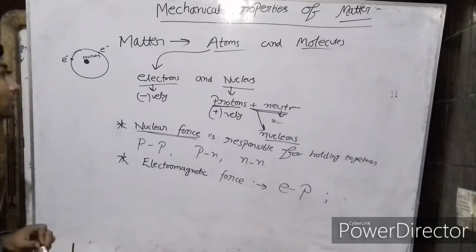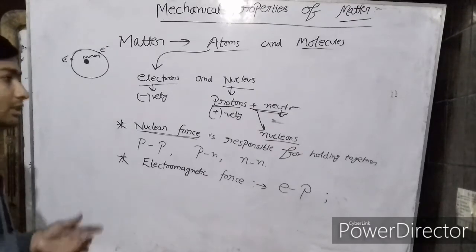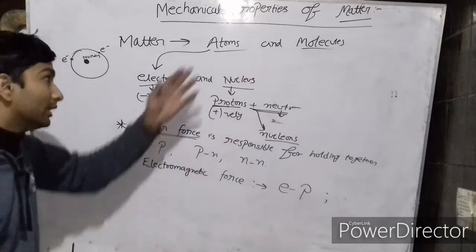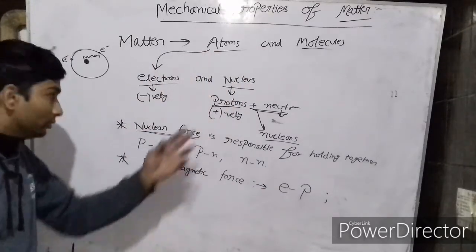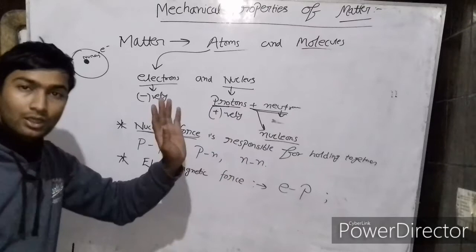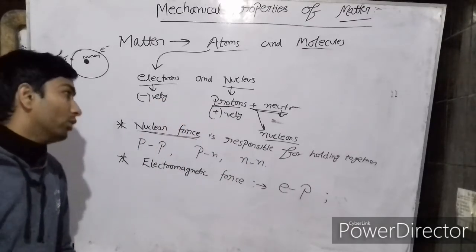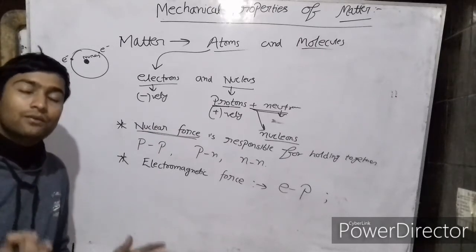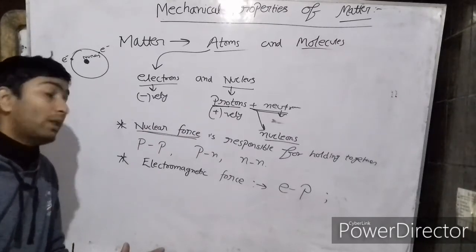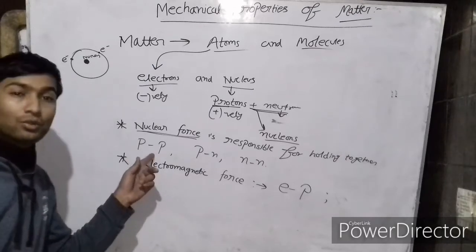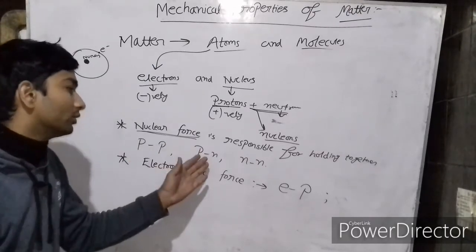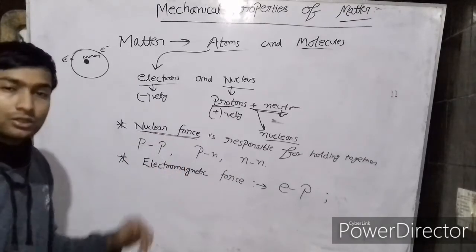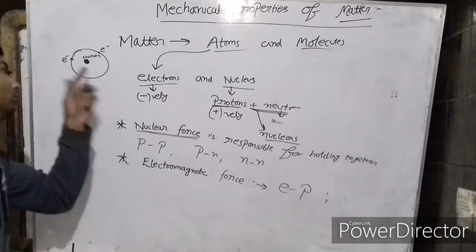So in this video we came to know that matter is made up of atoms and molecules. Atoms are made up of electrons and a nucleus. The nucleus is made up of protons and neutrons. Protons and neutrons are held together due to nuclear force, which is a very short-range force but quite strong, and it holds protons and protons, protons and neutrons, and neutrons and neutrons together. So nuclear force is responsible for the stability of the nucleus.